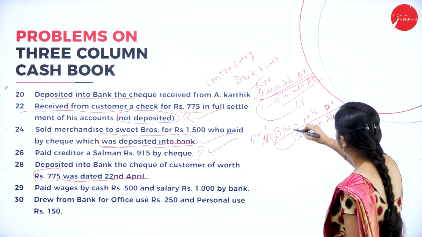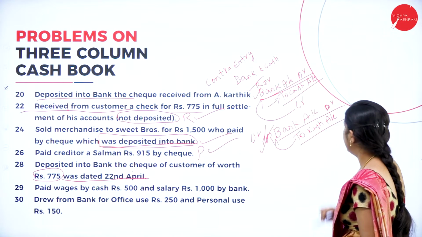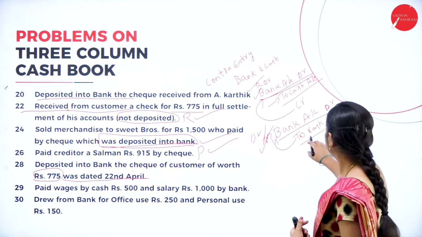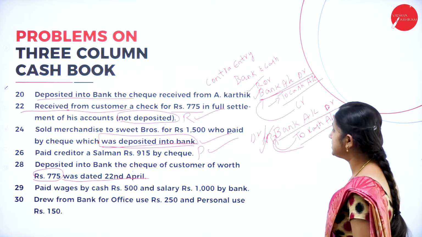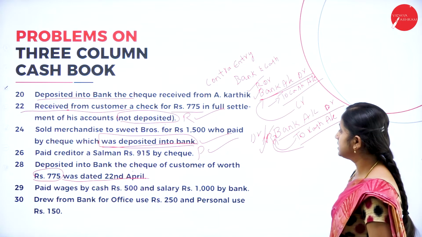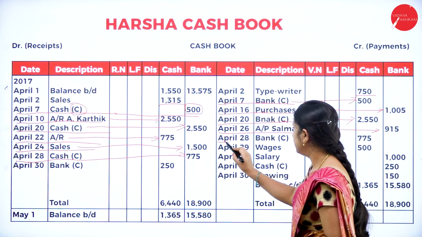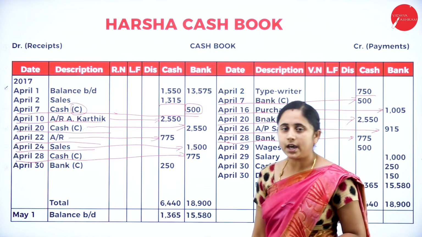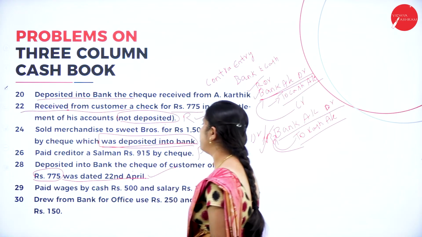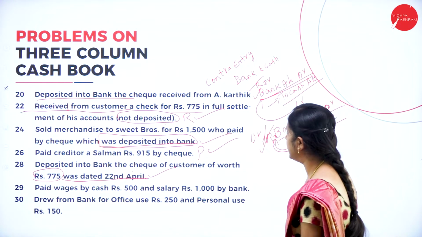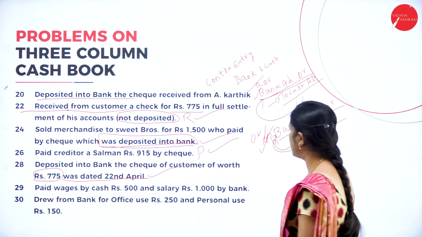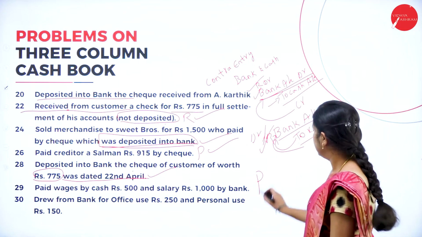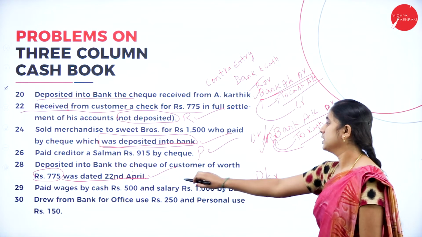775. Now it's finished. For this again cash is credited. So write in the credit side by bank account rupees 775. Same date April 20th, bank account 775, amount should be written in the cash column. Next, paid wages by cash 500 and salary rupees 1000 by bank. Both are payments, so write in the payment side, that is credit side.